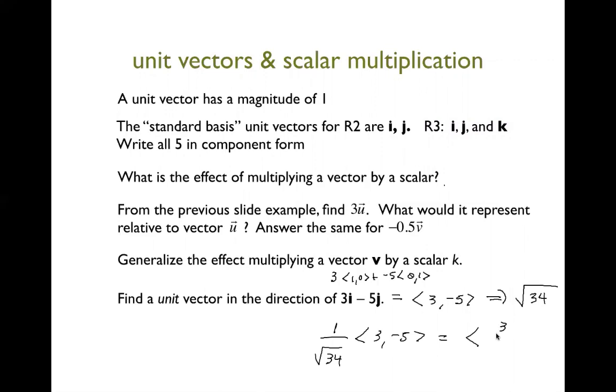So now 3 over radical 34, negative 5 over radical 34 is going to have the same direction as 3, negative 5. And now it's going to have unit length because we've scaled down a vector of length radical 34 by taking 1 radical 34th of it, right? And so then that will have magnitude of 1 now. So that's a unit vector. That's a unit vector right there.